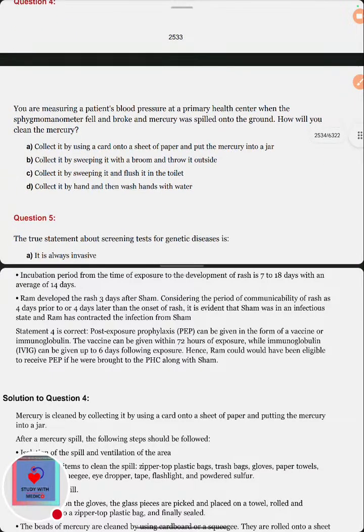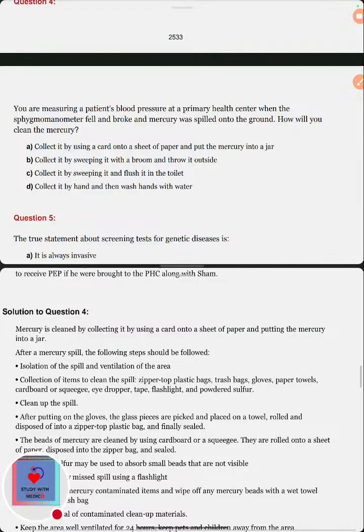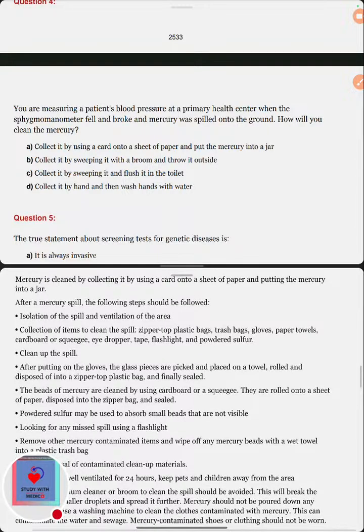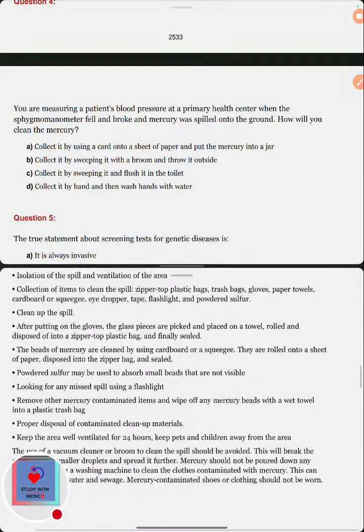Next, you are measuring a patient's blood pressure at a primary healthcare center when the sphygmomanometer broke and mercury was spilled on the ground. How will you clean the mercury? Mercury is cleaned by collecting it using a card onto a sheet of paper and putting the mercury into a jar. The first steps should be isolation of the spill and ventilation of the room.